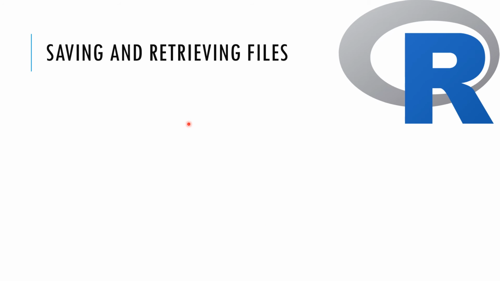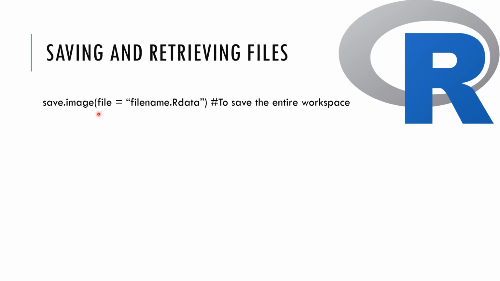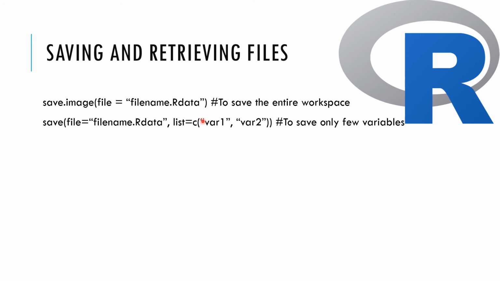So let's look at how to save and retrieve files in R. Suppose you want to save the entire workspace, you can use the save.image function. This argument requires a name of the file, so whatever name you like to choose. For example, I've used a file name as .RData, but you can use any name. .RData is the extension. Suppose you want to save only a few variables from the workspace, then you use this function save, and then provide the file name, and in the list argument provide the names of those variables in quotation marks, and you will save only those variables.